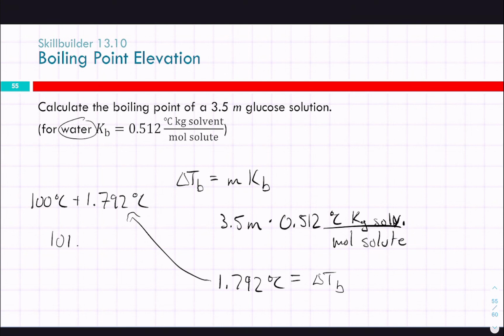So 101.792 degrees C would be our new boiling point, but with sig figs. The sig figs are a little weird here, because this is 2 sig figs, this is 3 sig figs. When we multiply that together, we only retain 2 sig figs. So this would be 101.8 degrees C would be our new boiling point with correct sig figs.